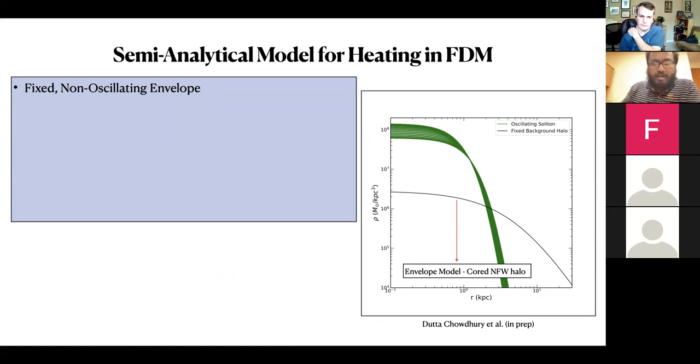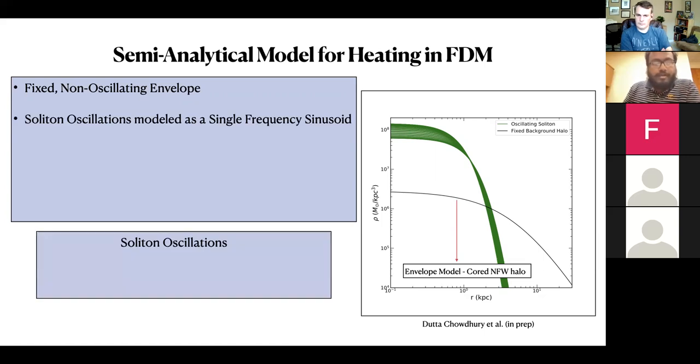First of all, we model the background halo. There is the soliton and there is the halo. We model the envelope, or the background, as a fixed, non-oscillating structure, and we model that as a cored NFW halo. That is what is shown by the black curve. And then we model the soliton oscillations as a single-frequency sinusoid.